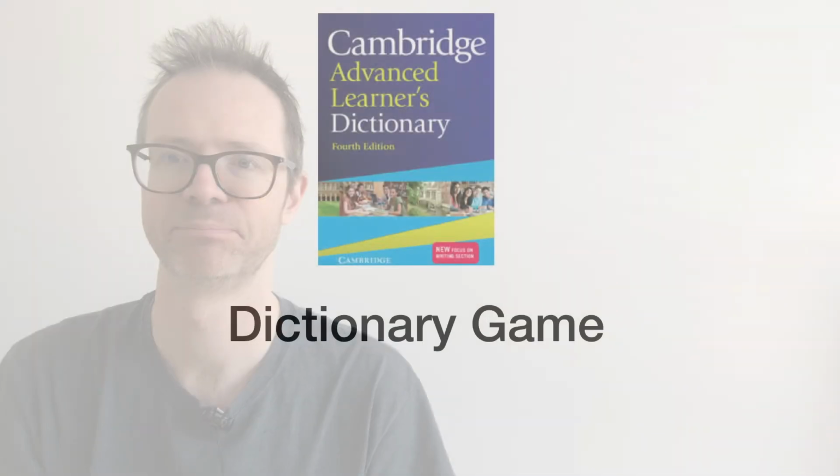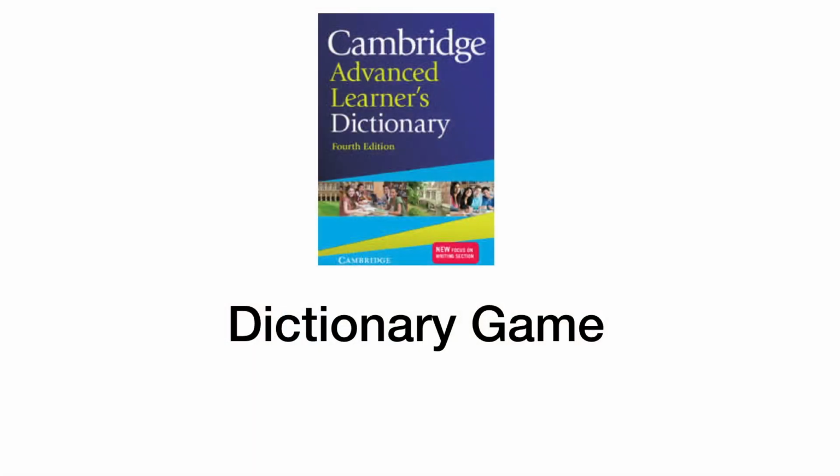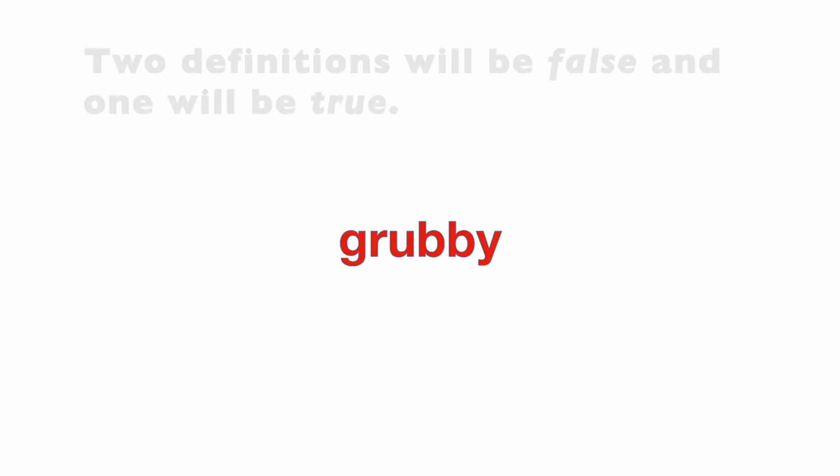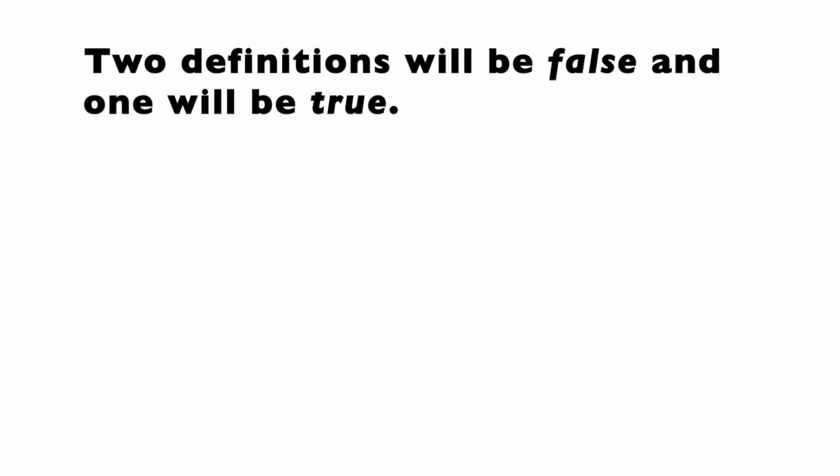So the idea is to give the students a word that they are not familiar with, a word that they do not know, and then they have to make guesses about that word. So let me show you how I do that. For this example, I'm using the word grubby. I'm going to give you 3 definitions of the word grubby. 2 would be false, 1 would be true.